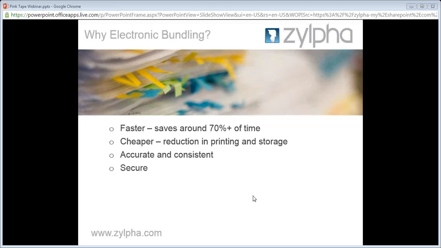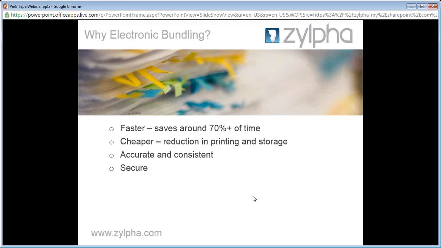Now, why have local authorities such as Lambeth and Cardiff turned to electronic bundling? Well, I've already mentioned that they're using it because of the restrictions that they have in place based on their budget. But actually, there's a whole host of other reasons that make electronic bundling a better process.